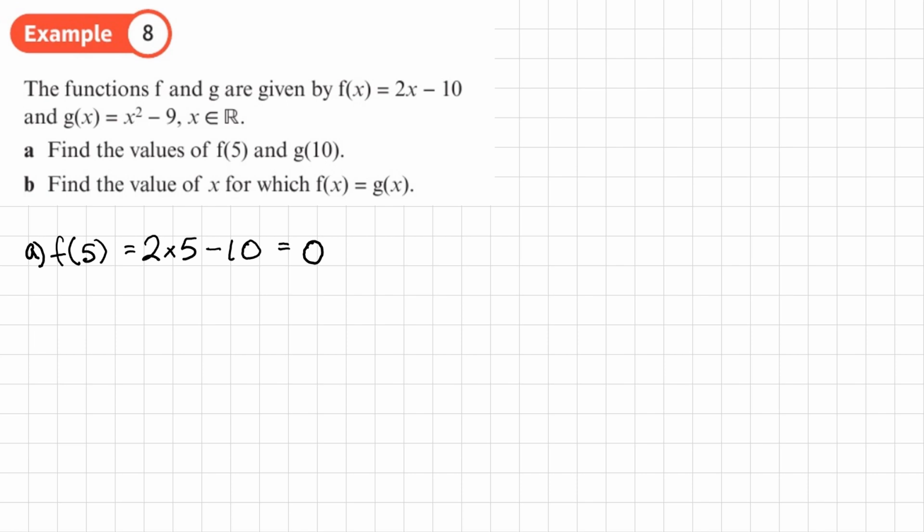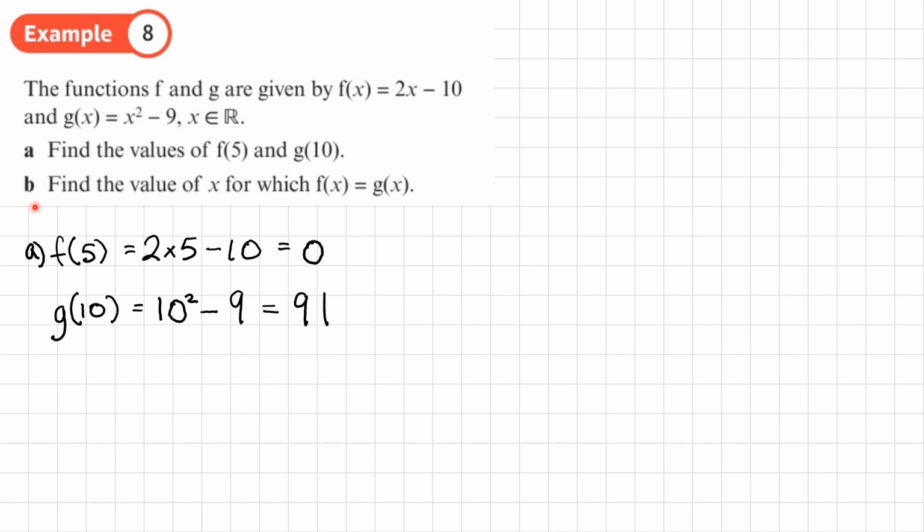And then the second one, where we have g of 10, so 10 now becomes the input value, the x value, into the other function, x squared minus 9. So replace the x with 10, so 10 squared minus 9, that's 100 minus 9, and that's going to give me 91.